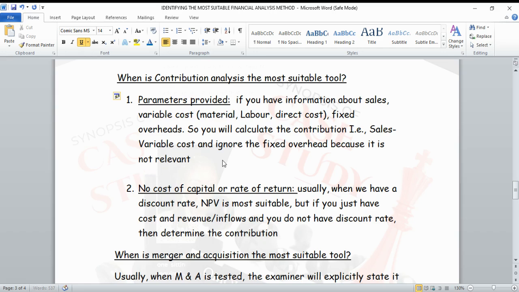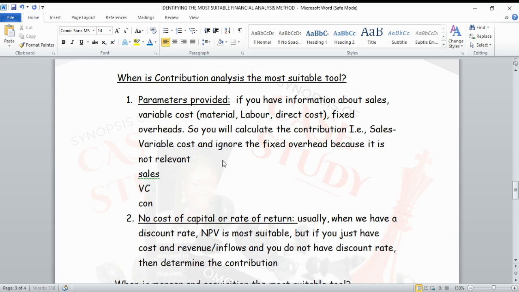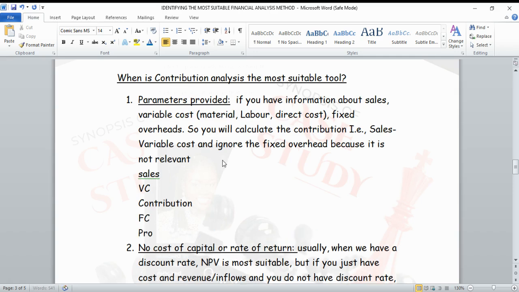Okay, let me do this. You have sales, you have your variable cost, which will give you your contribution, right? Then you remove your fixed costs, which will give you your profits. So this is just basically what we do in accounting, right? So you understand.